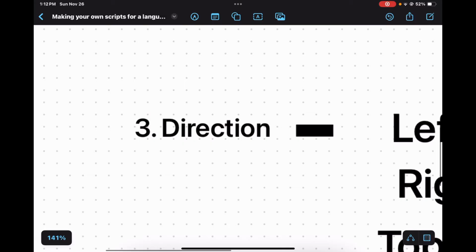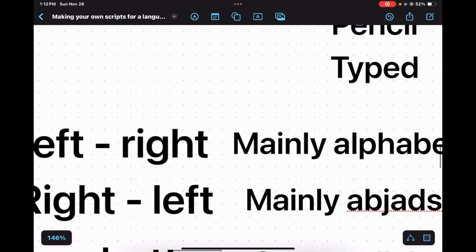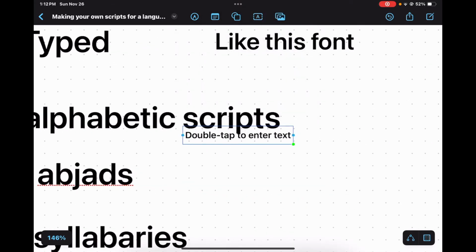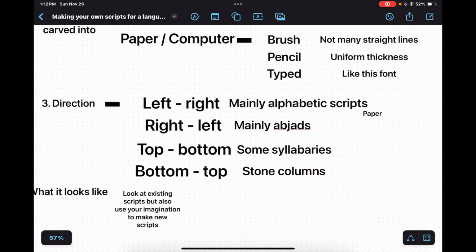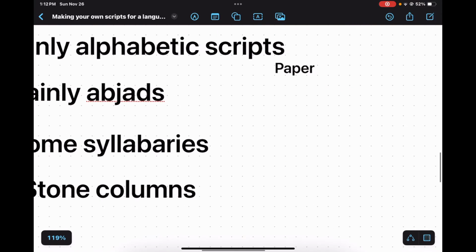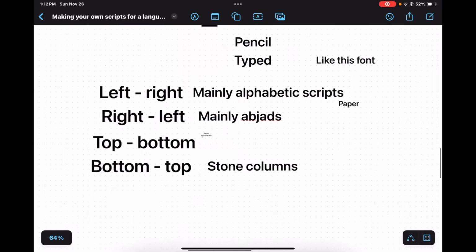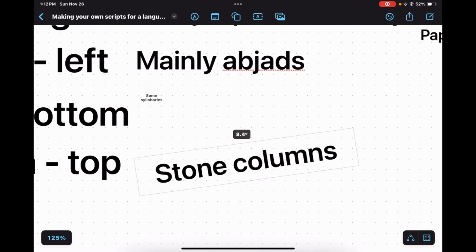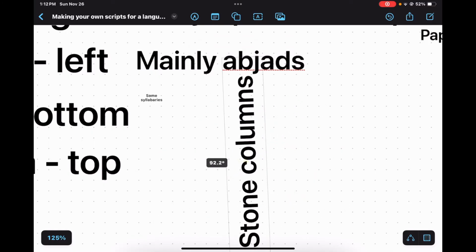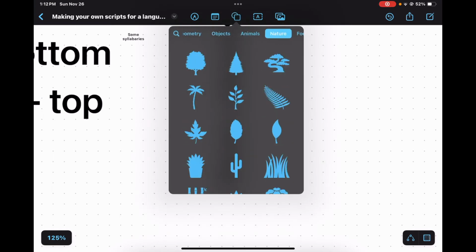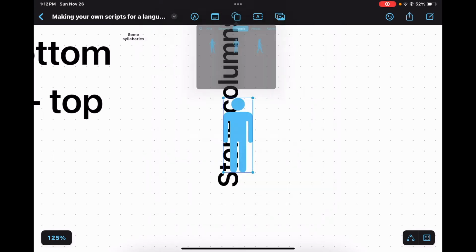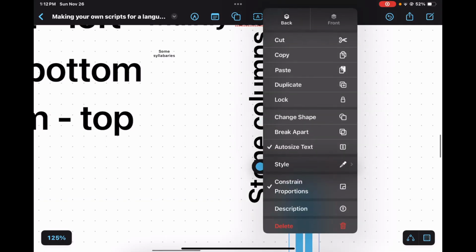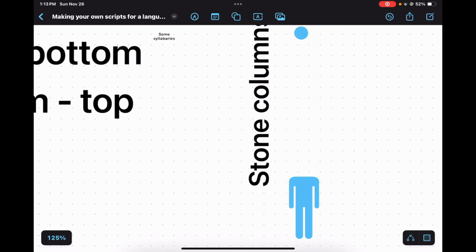And then number 3, direction. Left to right is mainly for alphabetic scripts. Right to left is mainly for abjads. But they're both mainly for paper. Top to bottom is for some syllabaries. And then bottom to top is stone columns. That way readers can start at head level and look up to read more.